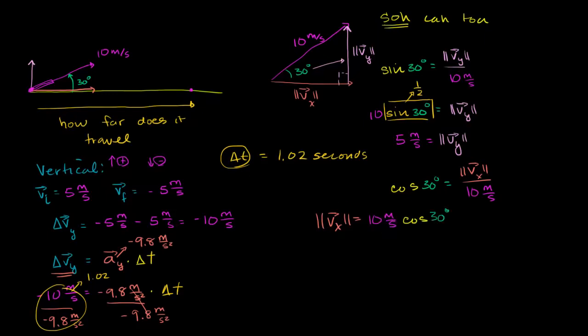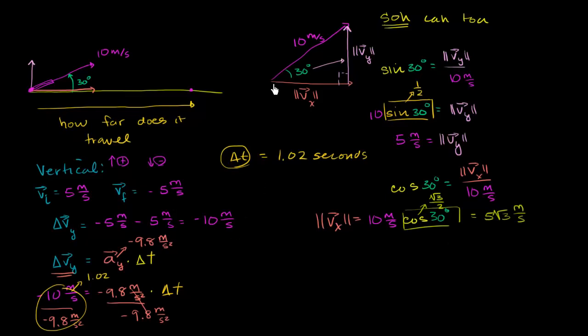And you might not remember the cosine of 30 degrees. You could use a calculator for this. Or if you do remember it, you know that it's the square root of 3 over 2. So I have 10 times the square root of 3 over 2, which is going to be 10 divided by 2 is 5. So it's going to be 5 times the square root of 3 meters per second.